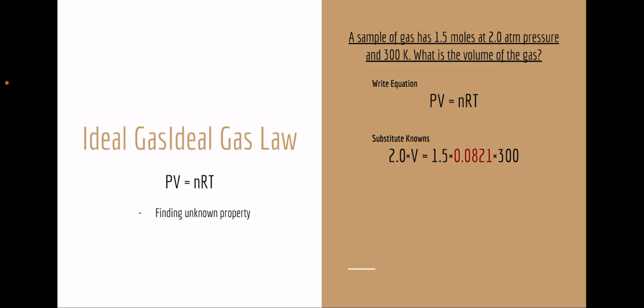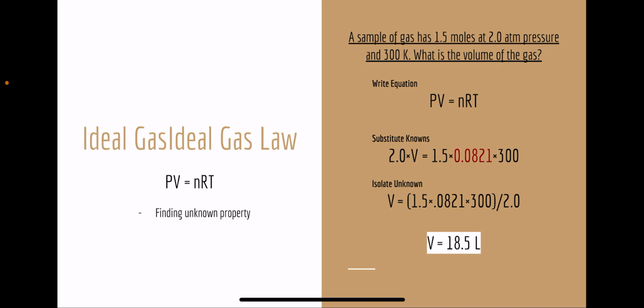Because our unit of pressure is atm and the unit of volume is in liters, we use the constant 0.0821. There will be other situations where the gas constant will be changed if the units of pressure and volume are not in atm or liters, which I will get to. And then we have the 300 kelvins. So again, we isolate the unknown and finally reach our final volume of 18.5.